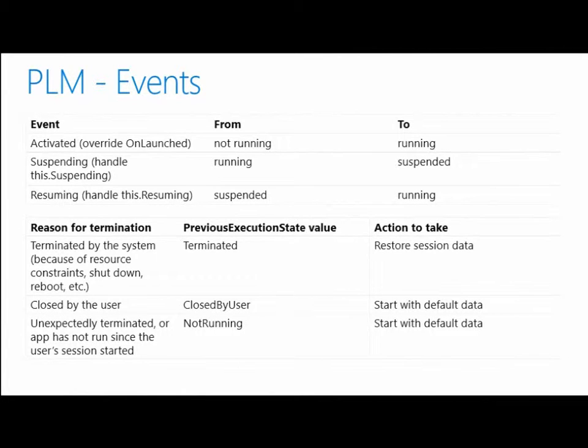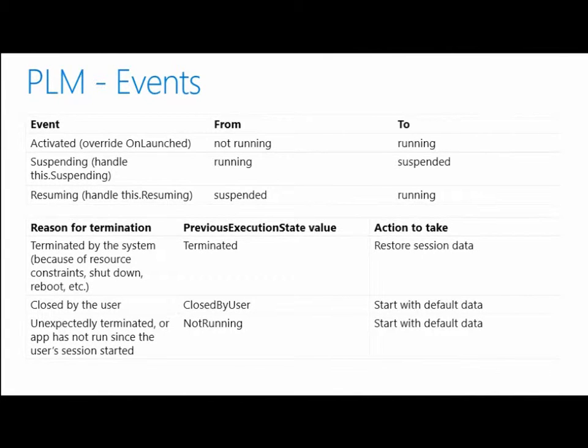And in this OnLaunched method, you can check what the previous execution state was. So you can check if the reason your app was terminated, for example, or the reason your app was out of memory is that it was terminated by the system. Then it will have the value Terminated. And if that was the case, you should restore the user to where he was before and load the data from your object store so the user gets the impression that he never left the app.